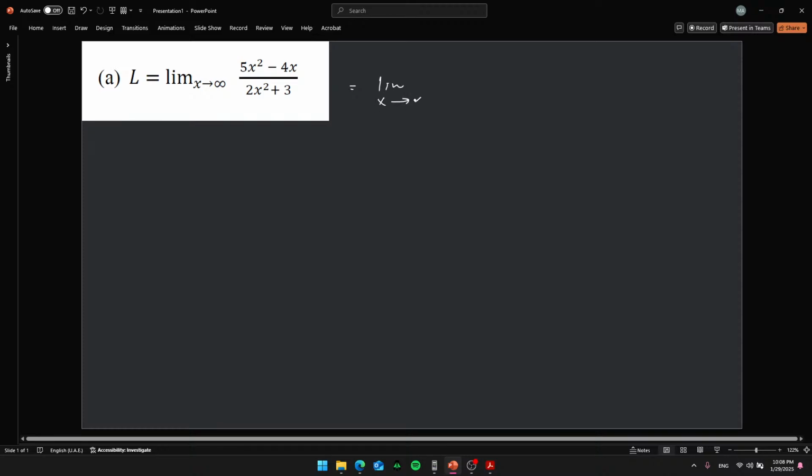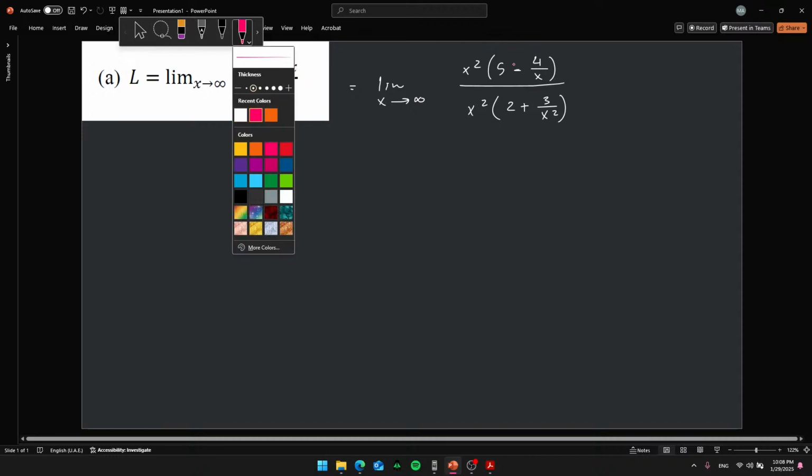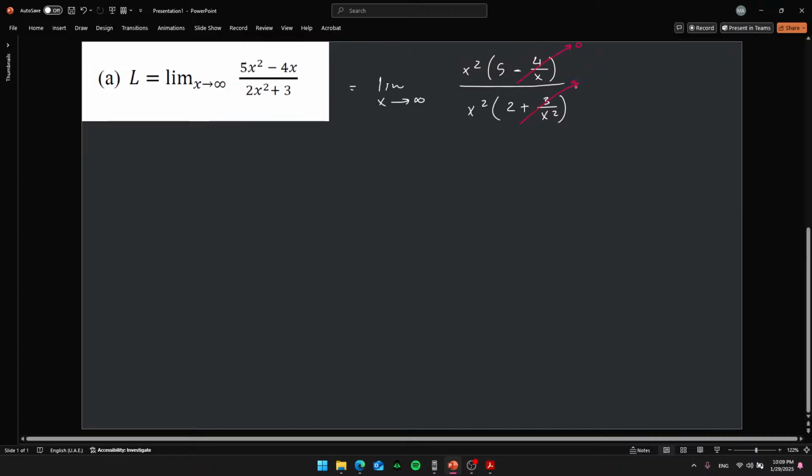Limit as x approaches infinity. Take x squared as a common factor, so you get x squared times (5 minus 4 over x) over x squared times (2 plus 3 over x squared). Now as x approaches infinity, all of the constants that are divided by an x or x squared or x raised to any power will equal 0. So these guys will equal 0.